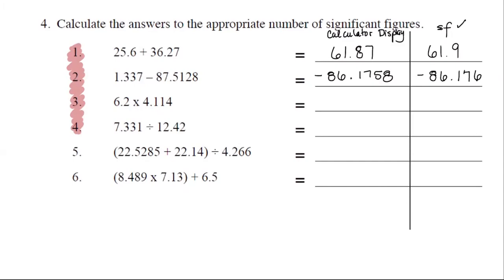Let's do number 3. Let me see, what is the calculator display? Excellent, that's exactly what I got also. 25.50. Okay, first value has 2 sig figs, the second value has 4 sig figs. Great job. The answer is 26.